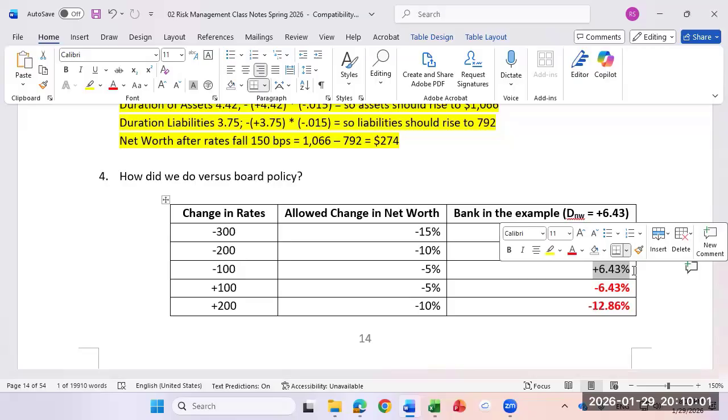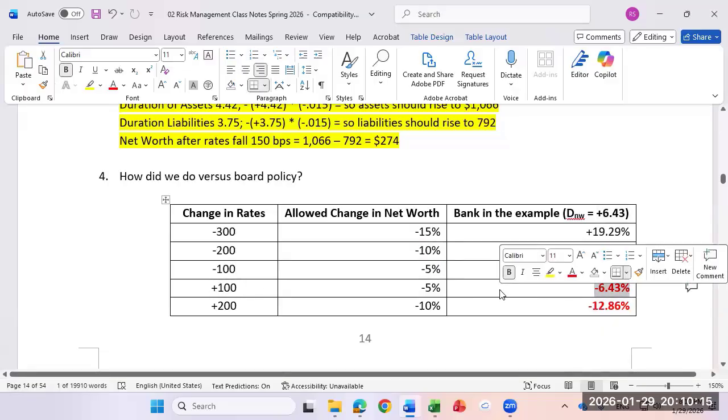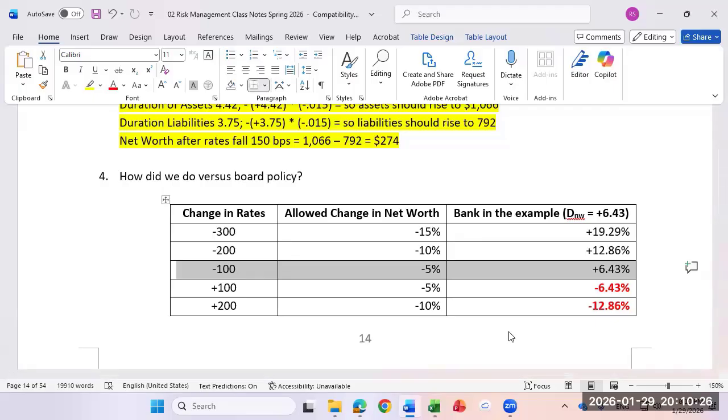Where did they fail? If interest rates rise, what happens? Interest rates rise 100 basis points, minus 6.43 times 0.01, their net worth would have fallen 6.43%. Is that in compliance? It's not. And they say, yeah, but rates fell. The board says no. Yeah, you're right that rates fell, but you're lucky this time. You're taking too much risk. We don't want that kind of exposure. Unless you can prove to us you can perfectly predict interest rates, we don't want you making those bets.